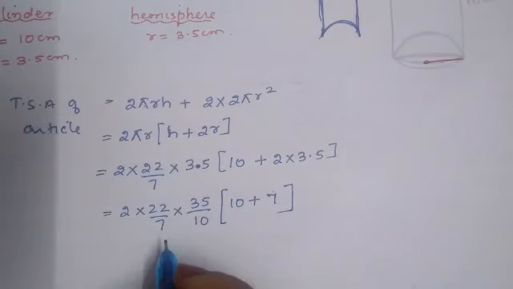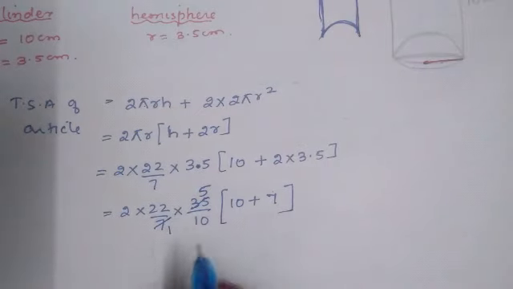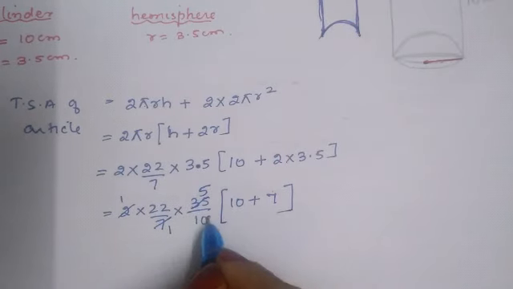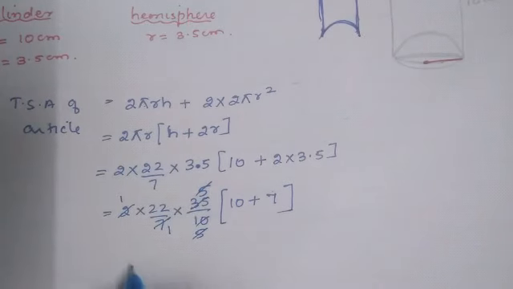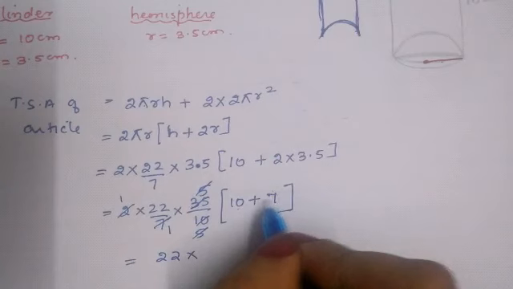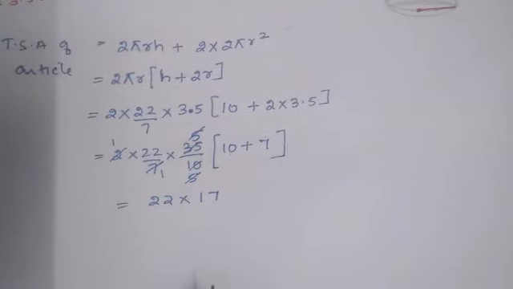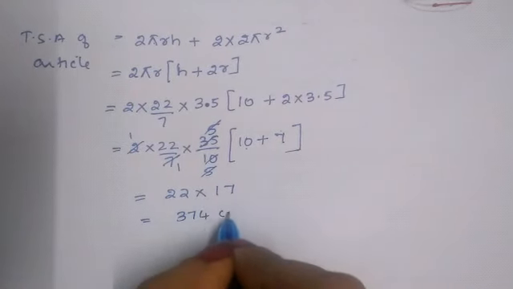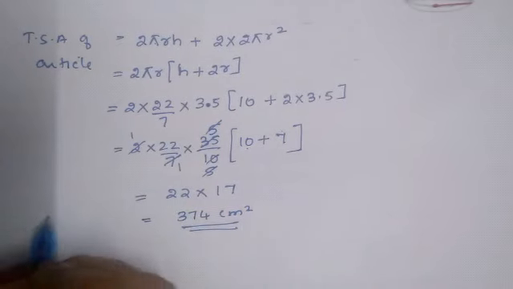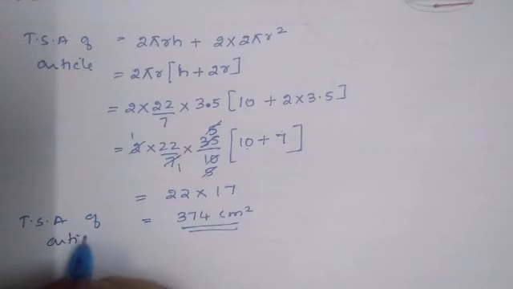So here what will get cancelled? 7 1s are 7, 7 5s are 35. Then 2 1s are 2, 2 5s are 10. Okay. Again 5 gets cancelled. What is left? 22 is left. 10 into 10 plus 7 is 17. 22 into 17 is nothing but 374 centimeter square. This is nothing but the total surface area of the article.